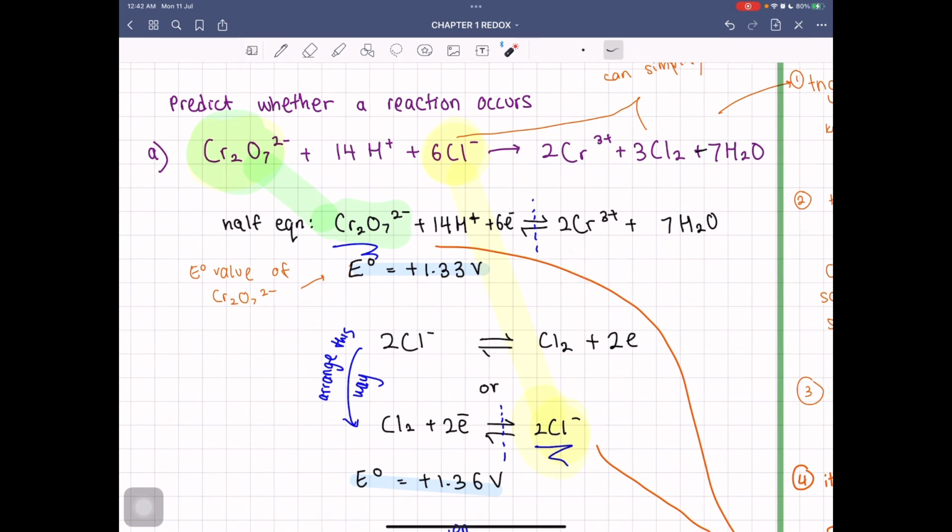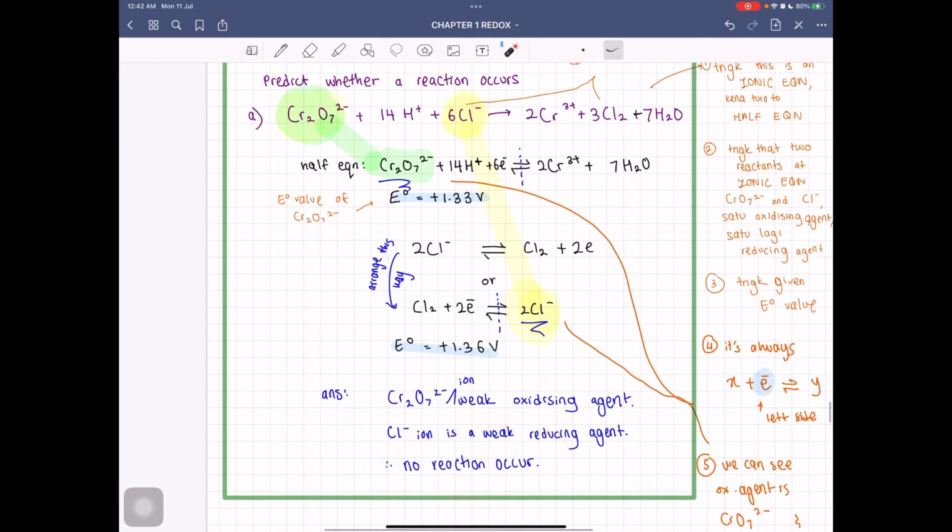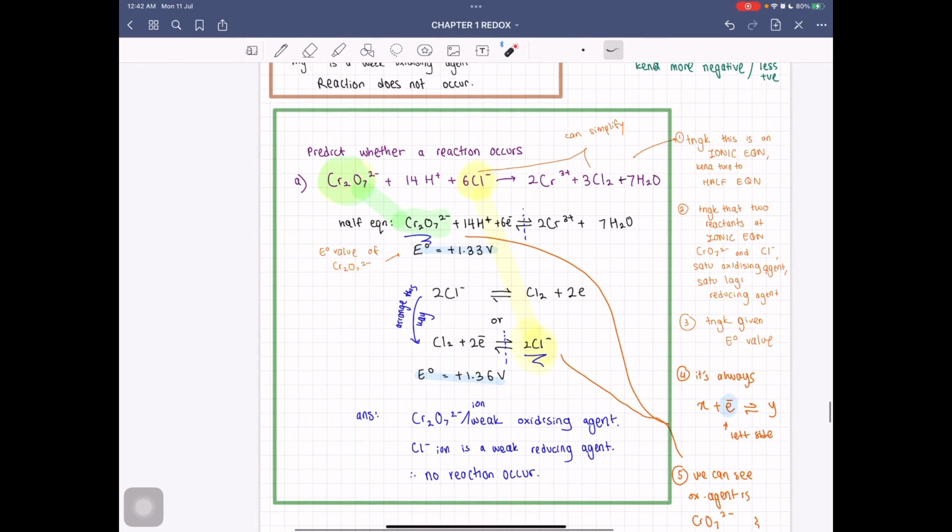From there, a reaction does not occur. But okay, let's look at the reducing agent. The reducing agent should be this one. Is it more negative? Look. This one has the bigger value. So therefore, they have a weak oxidizing agent and a weak reducing agent. So a reaction does not occur. Ta-da! So easy, right? Now let's try the last question, and we're pretty much done with standard electrode potential.